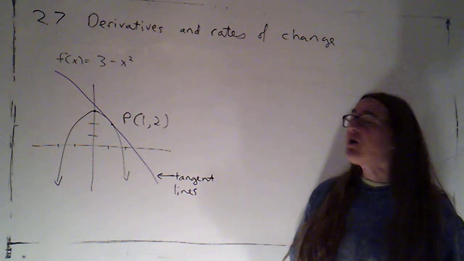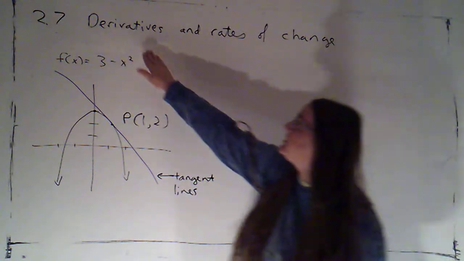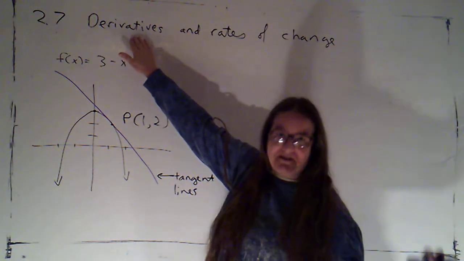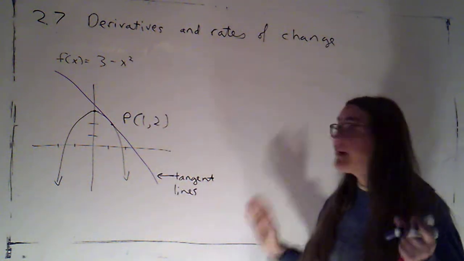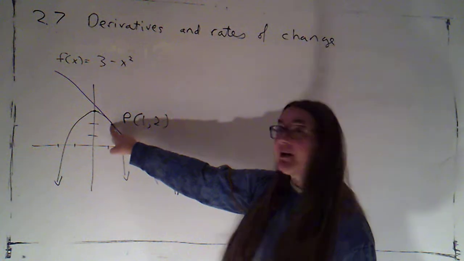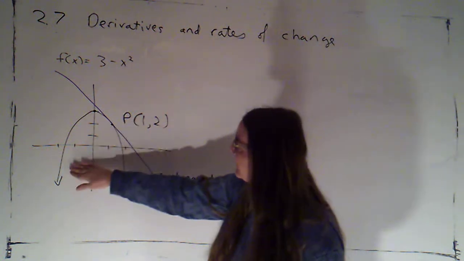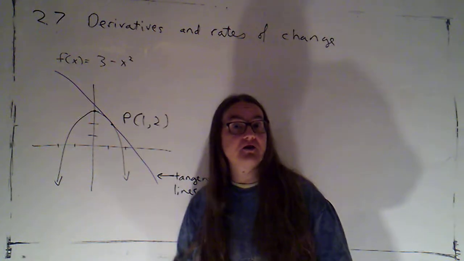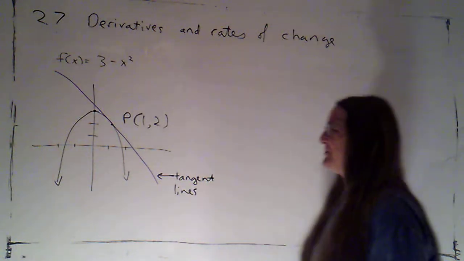And we call the slope of the tangent line the derivative. So instead of calling it the slope, it's the derivative. And it's going to be different at different points. I can see at point P, my derivative is going to be negative. If I were over here, I'd have a positive derivative because the function is going up over there.